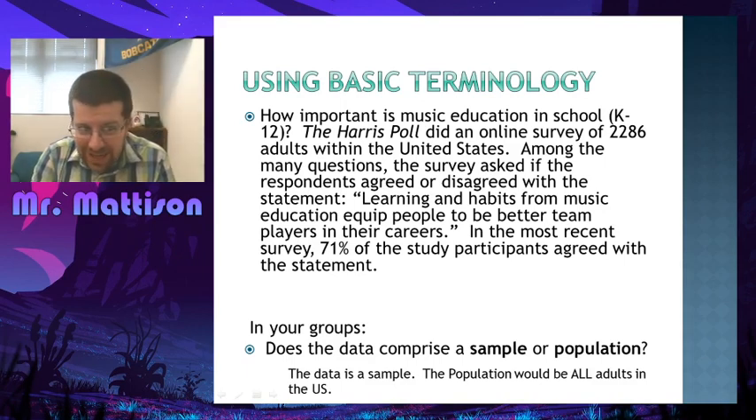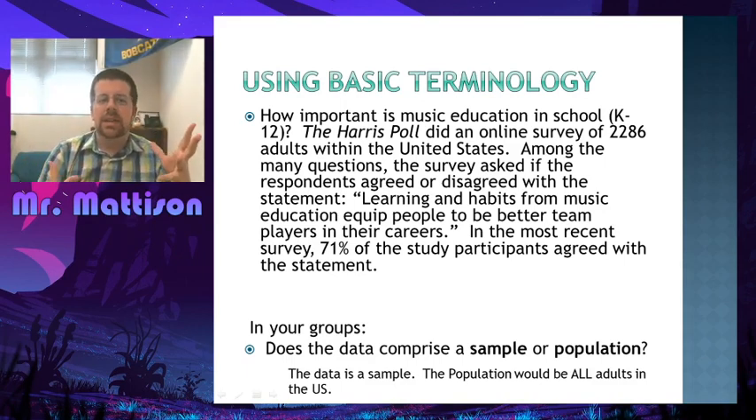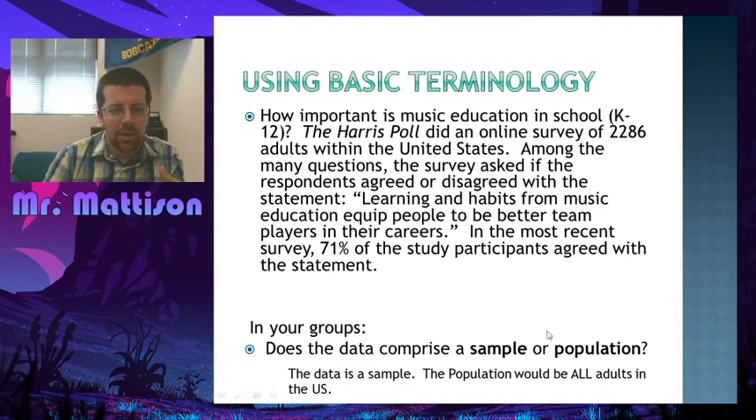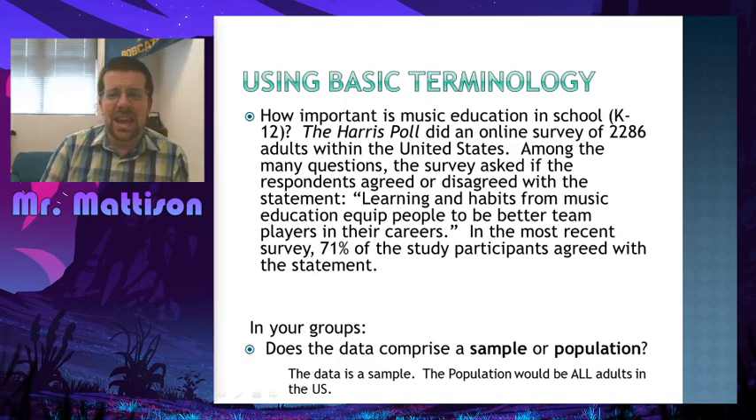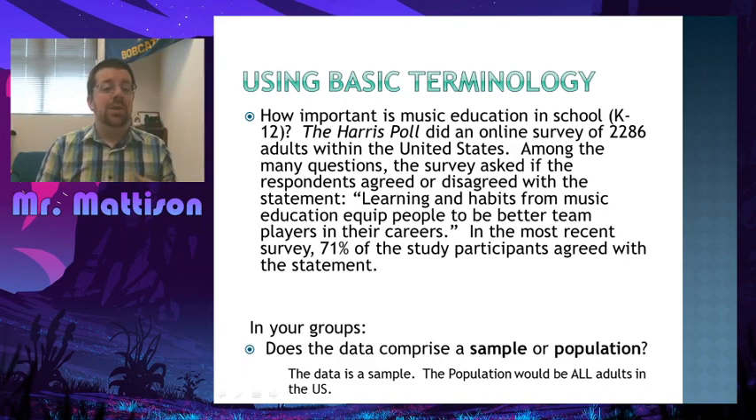So it's going to be a sample because we've defined our population as adults in the US. Now, you're not always going to see things that explicitly say we are defining the population as blank. But here, in their wording, they are saying 2,286 adults within the US. So it's implied they were adults in the US. That's our implied population, and you can typically safely assume that unless you are told otherwise.